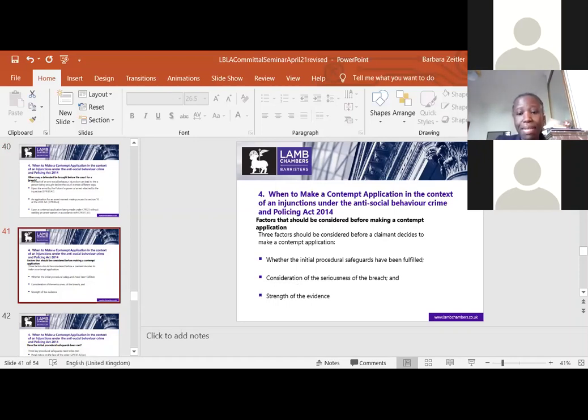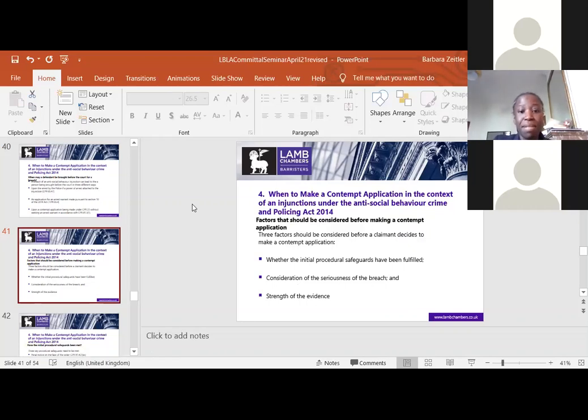So a contempt application carries very serious consequences for an individual who is found to be in breach. At the most serious end of the scale, it can result in an individual being deprived of their liberty. Any alleged breach of an antisocial behaviour injunction in contempt proceedings must always be proved to the criminal standard, and that's clearly beyond a reasonable doubt. Bearing this in mind, I think three factors should be considered before a claimant decides to make a contempt application.